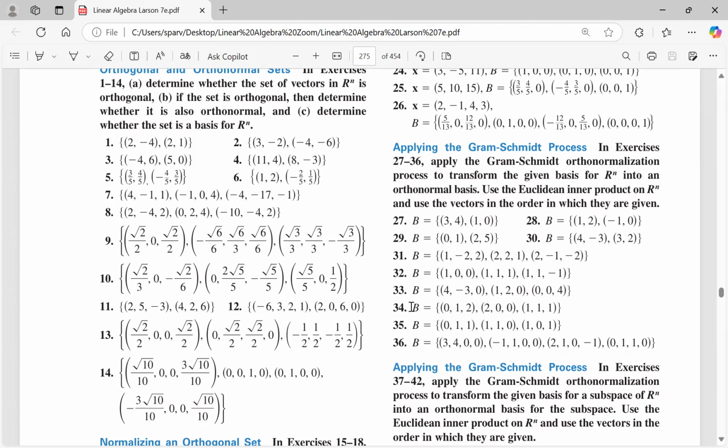So in number 34, I'm writing the information first. The set B, which is made up of basis vectors in R3, is 0, 1, 2, first vector. Then it's 2, 0, 0. Then it is 1, 1, 1. Now the question: apply the Gram-Schmidt orthonormalization process to transform the given basis. This is a basis in R3, to transform it into an orthonormal basis.